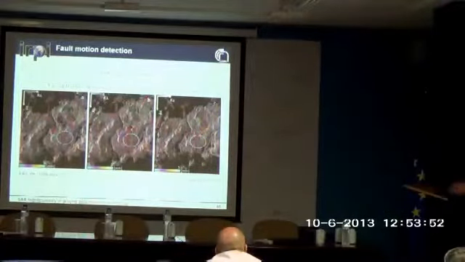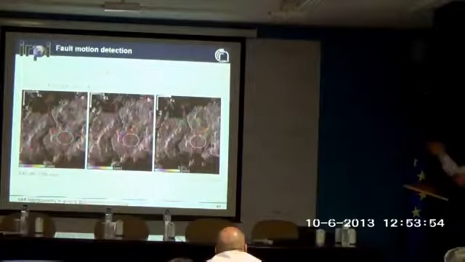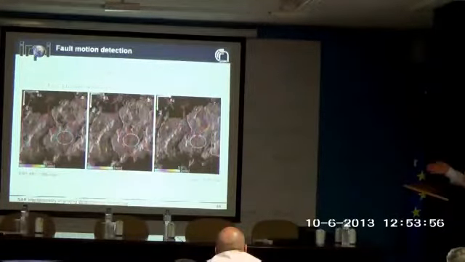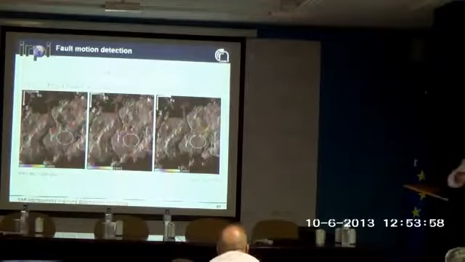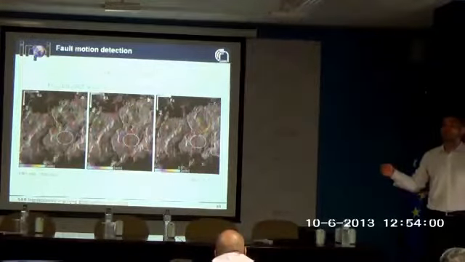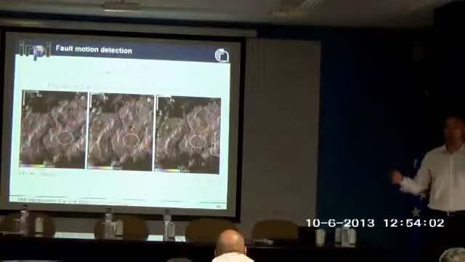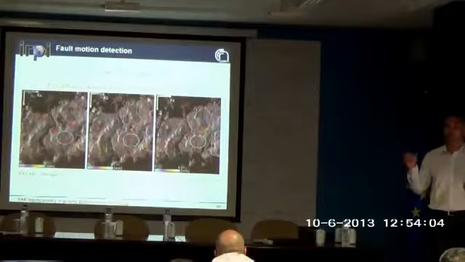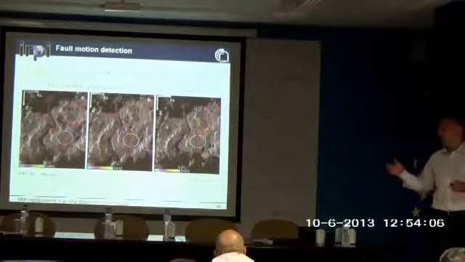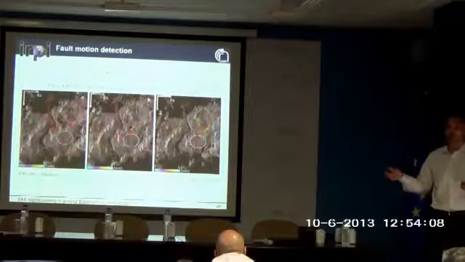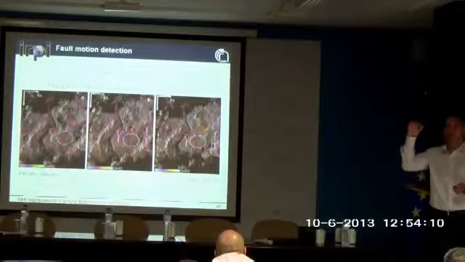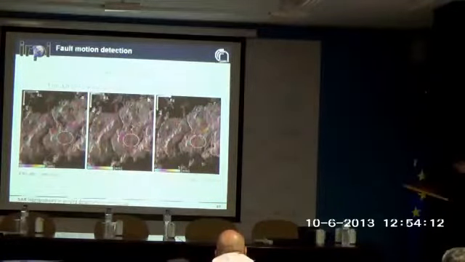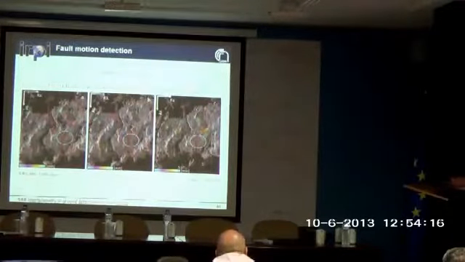That means that the fault is still active, and this is the only technique that can monitor those faults. Those faults are 150 kilometers long. You cannot put instrumentation there. It's a very remote area, and in the wintertime there is about a 3 meter layer of snow over there, and it is inaccessible for more or less 9 months per year.